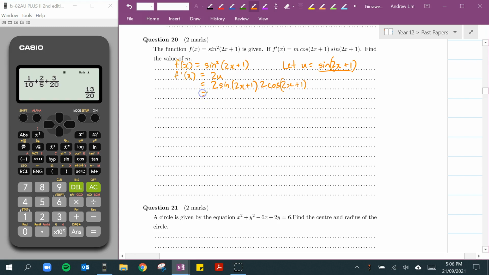Okay, let's simplify this. 2 times 2 is 4. So we got 4 sine bracket 2x plus 1 cosine bracket 2x plus 1. And now we can compare it to this. We can see if f dash of x is equal to m cosine 2x plus 1 sine 2x plus 1, find the value of m. Well, m is therefore equal to 4, just by comparing.